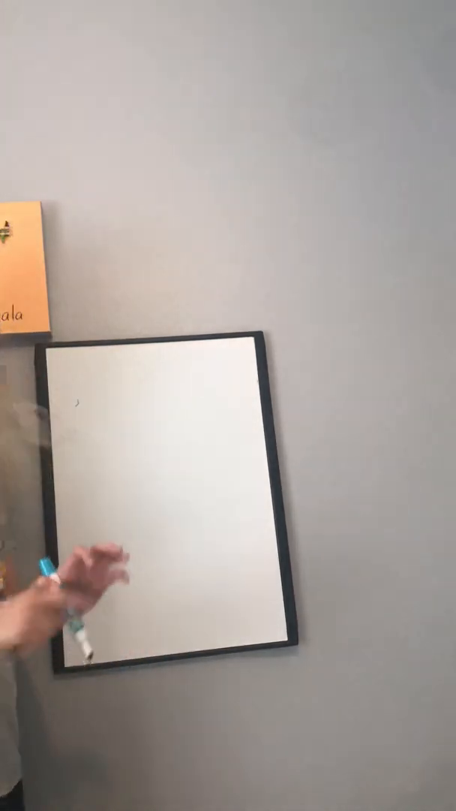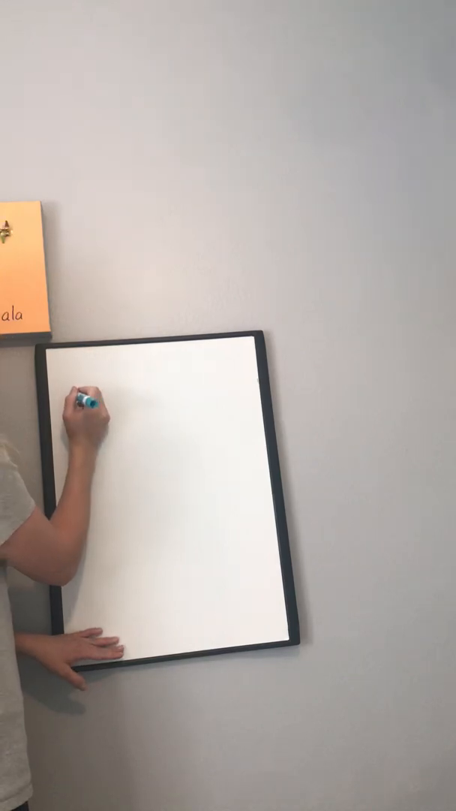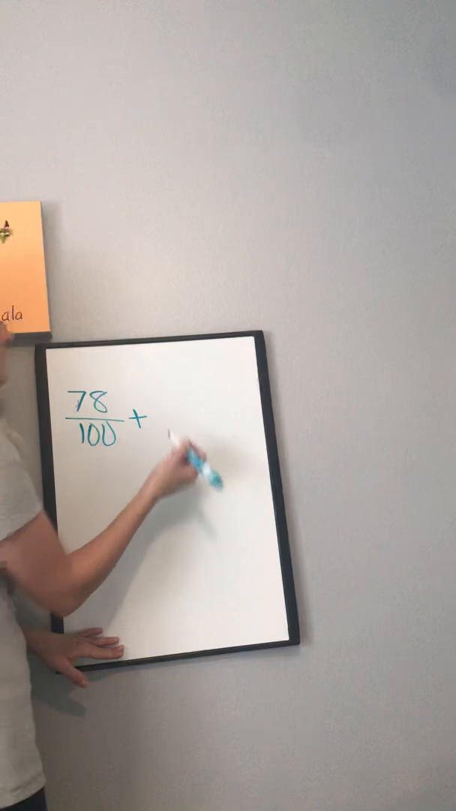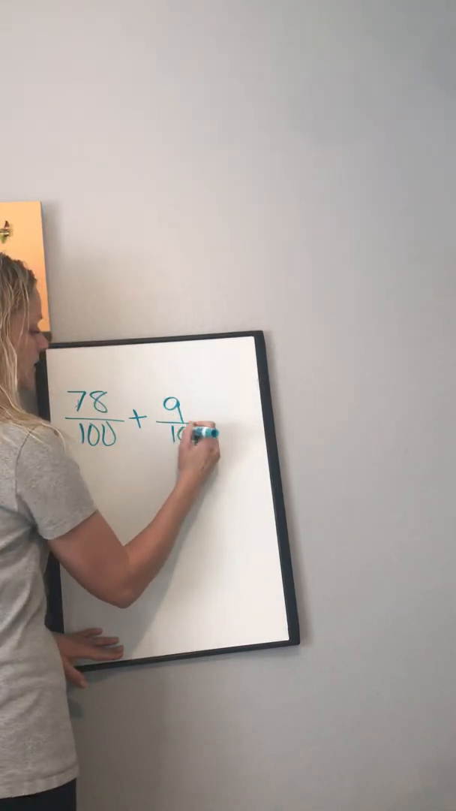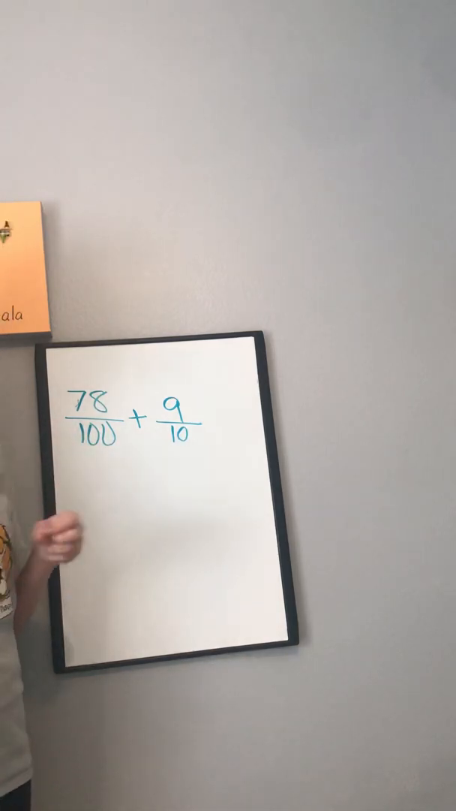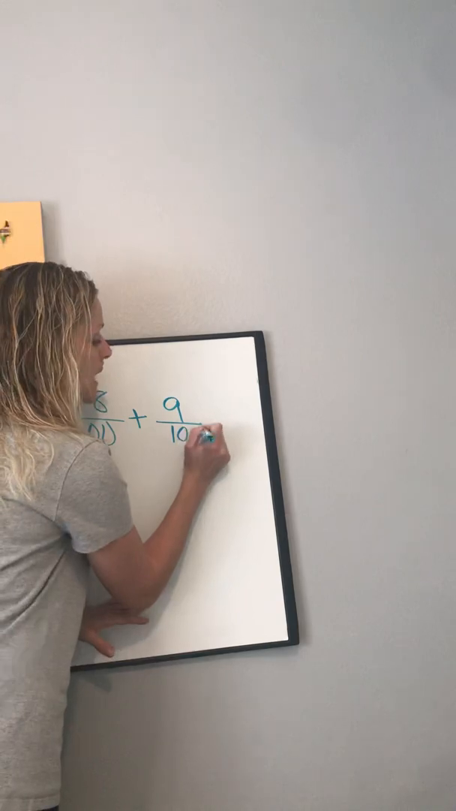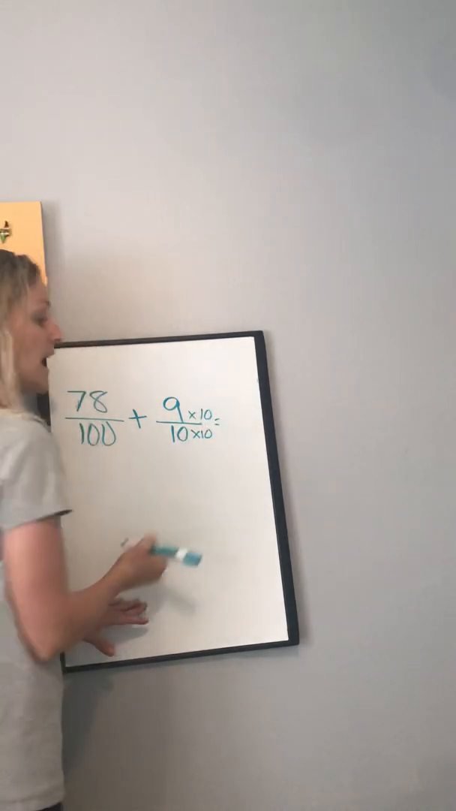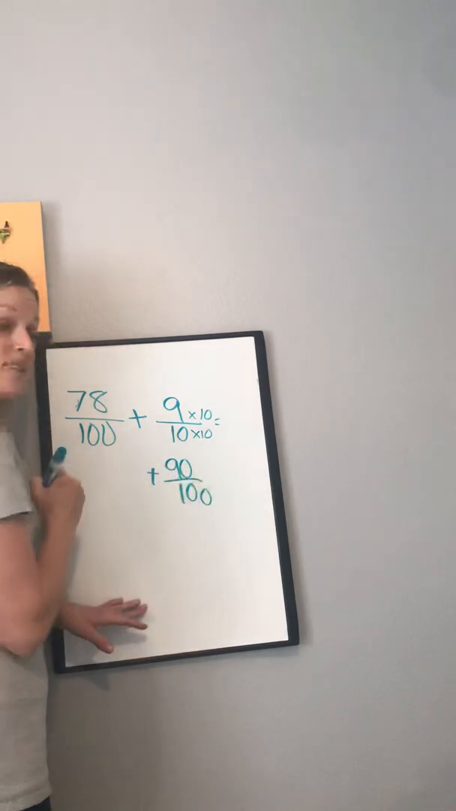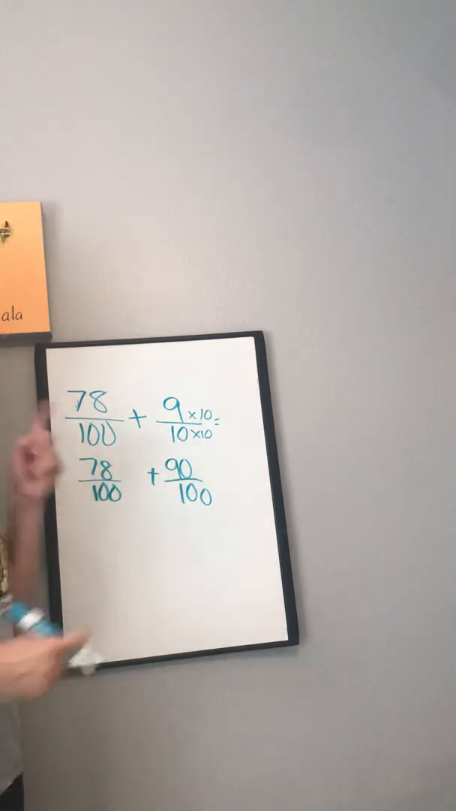Okay, so say we have something a little larger. Say we have 78 hundredths plus 9 tenths. Okay, so again, I can't add these. They have different denominators. I'm going to change the denominator of 10 to make it have a denominator of 100. So I'm going to multiply by 10 over 10. And that equals 90 hundredths. Plus now the 78 hundredths. Again, now we're talking about a little bit larger numbers.